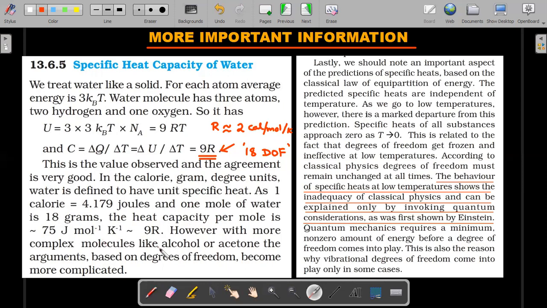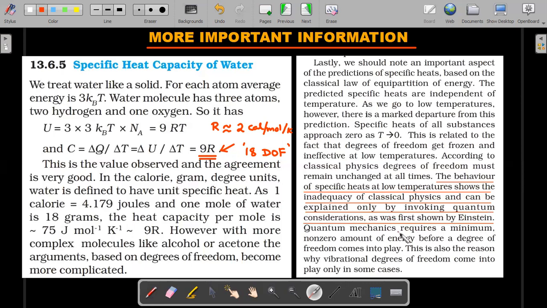However, with more complex molecules like alcohol or acetone, based on degrees of freedom, that becomes more complicated. And there is a discussion on what happens for very, very low temperatures. Remember, ideal gas theory is valid for high temperature and low pressure, not for low temperature. At very low temperatures, some of the degrees of freedom are frozen. That's the word they'll use. The behavior of specific heat at low temperatures shows the inadequacy of classical physics. Remember, all this is classical mechanics that we are studying. It can be explained only by invoking quantum considerations, as was first shown by Einstein.